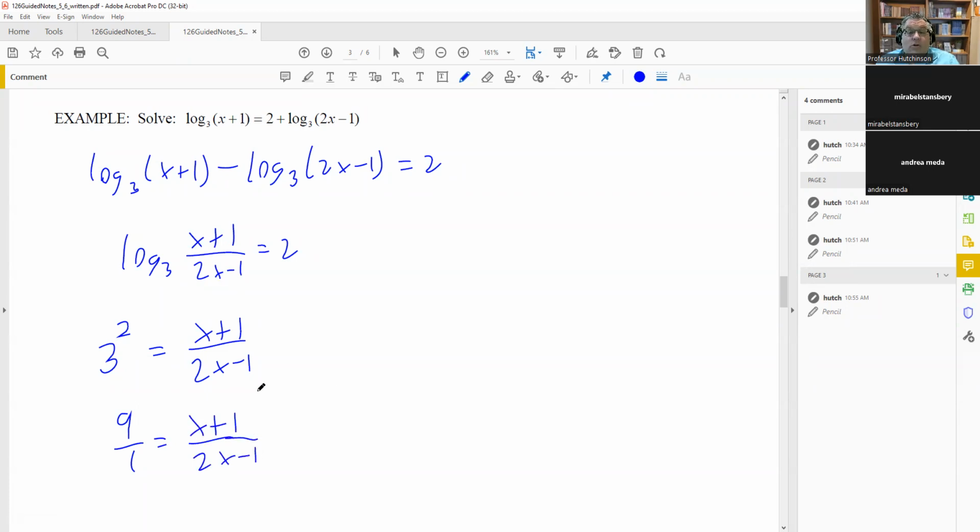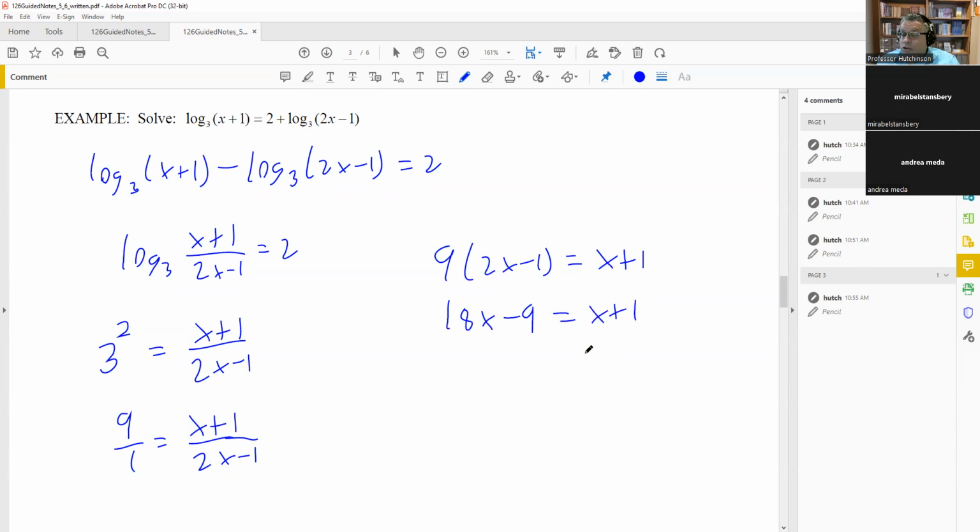At this stage, you can either multiply both sides by 2x minus 1, or you can cross multiply. It doesn't matter. Either way you do that, you're going to end up with this here. 9 times 2x minus 1 is going to equal x plus 1 right there. So we're just multiplying both sides by 2x minus 1. Now we're going to multiply the 9 through each of these. 18x minus 9 is going to equal x plus 1.